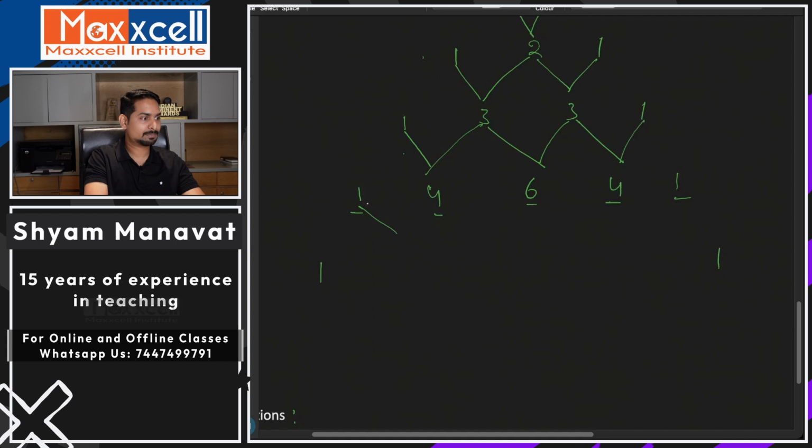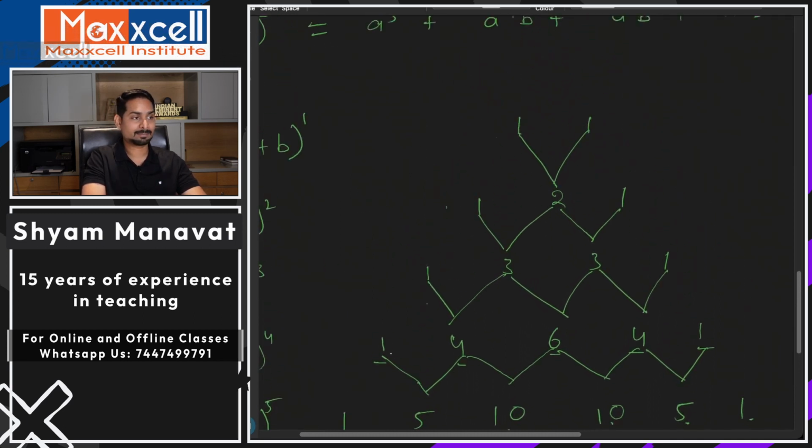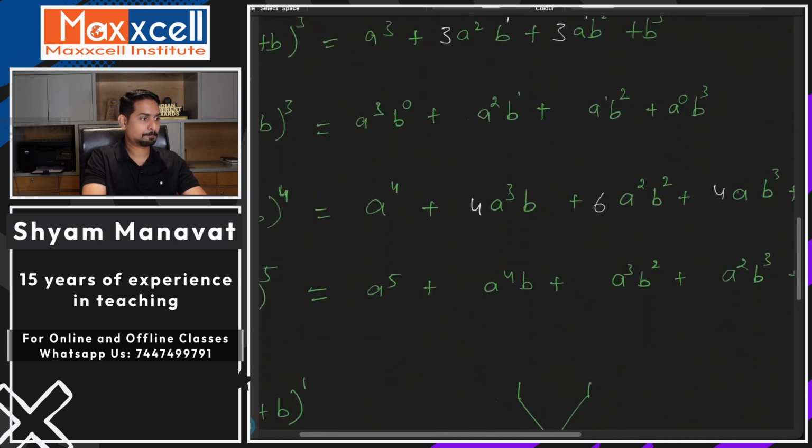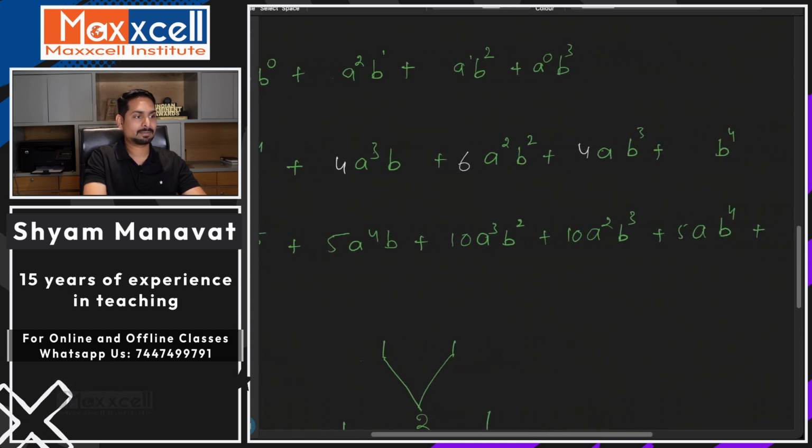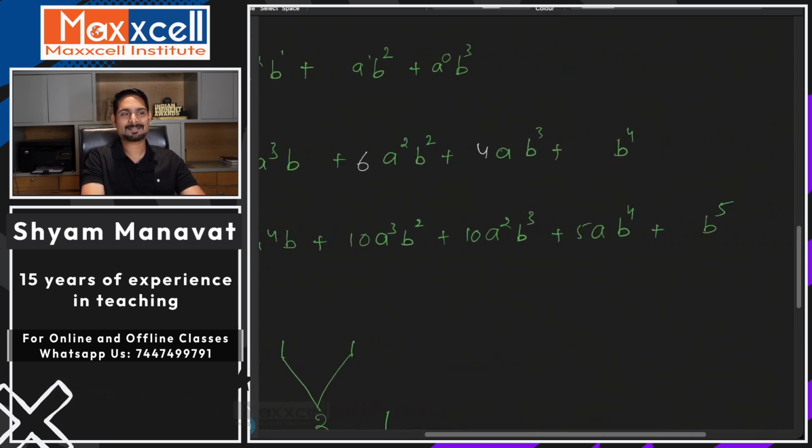What do we have? 1 plus 4, 5. What do we have? 4 plus 6, 10. What do we have? 6 plus 4, 10. What do we have? 4 plus 1, 5. So what are the numbers we got? 1, 5, 10, 10, 5, 1. Let's write them out here. 1, then we had 5, here we had 10, again we had 10, and then we had 5, and then we got 1, right?